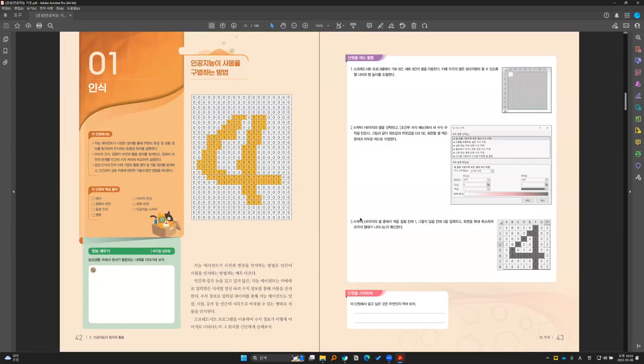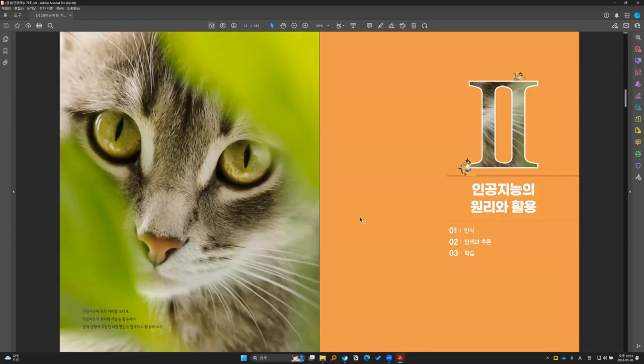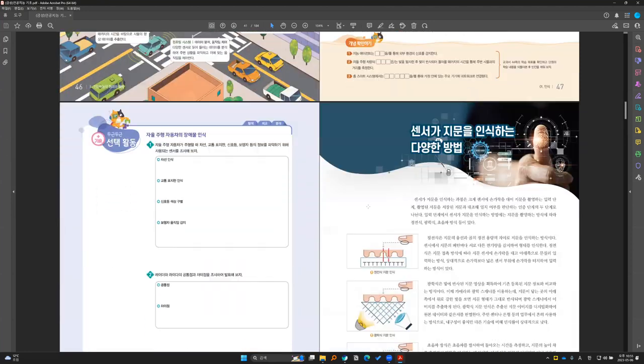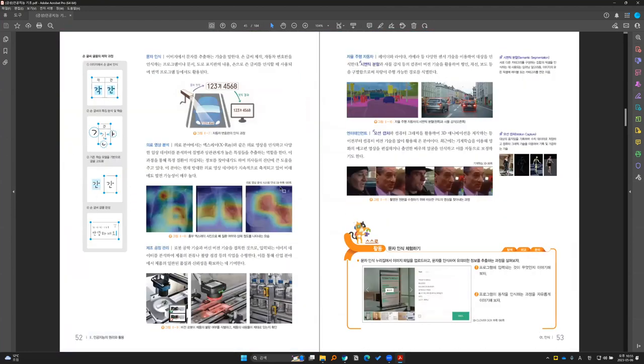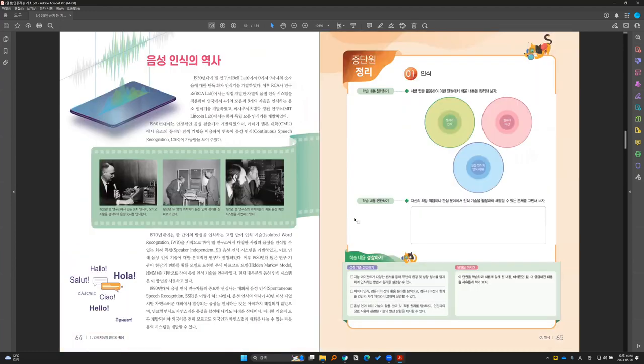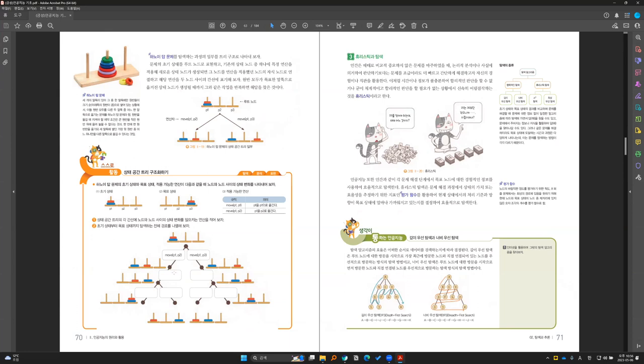And after that, we teach the students about perception, searching and training. Like how can AI recognize the word, like computer vision or text recognition? And this is how to search, like a width-based search or depth-based search.